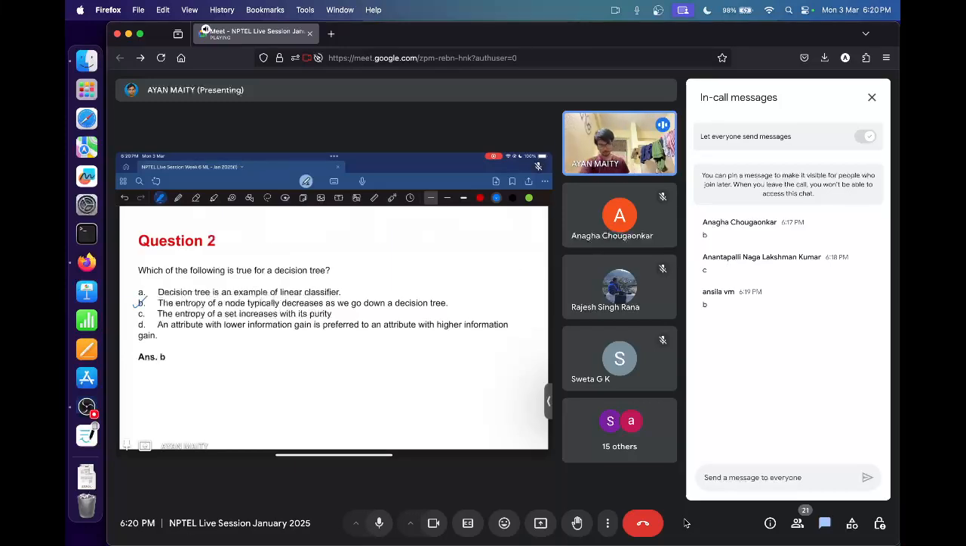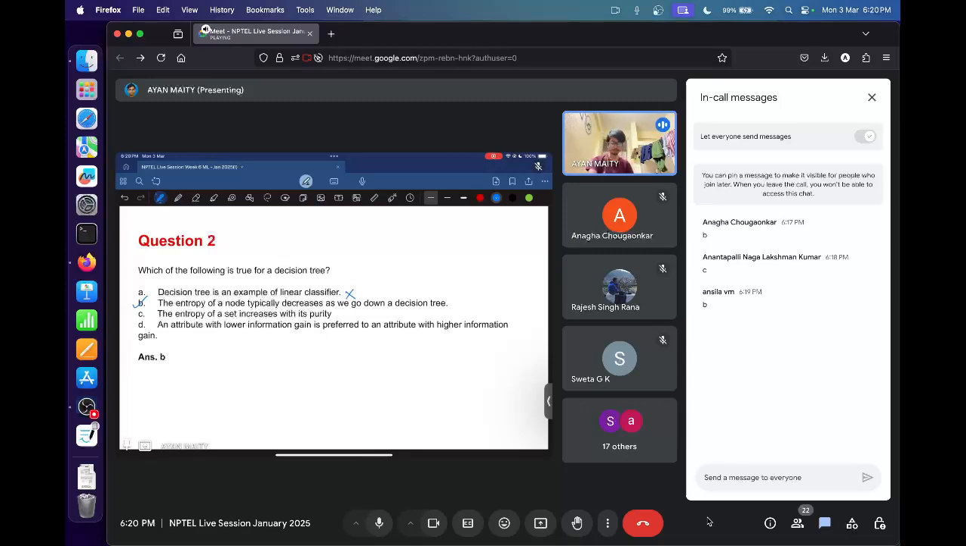So if we go through each of the options, the first option says a decision tree is an example of a linear classifier, which is not correct because a decision tree can model any kind of function, whether it's linear or non-linear. It can also create non-linear decision boundaries, so it is not a linear classifier.